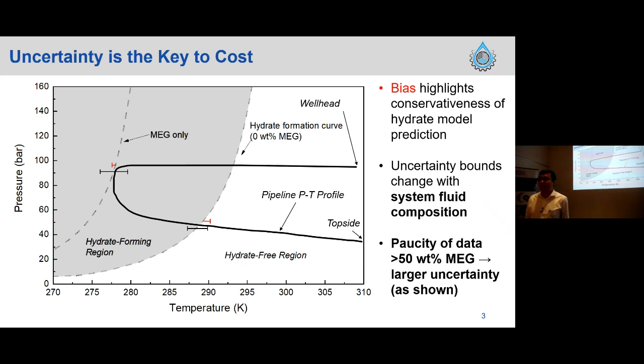In terms of the capex, if we have less MEG required, then we're going to require smaller facilities, and then the MEG injection and regeneration with smaller weight percent MEG is also going to be lower, and you're also going to reduce your associated carbon footprint.